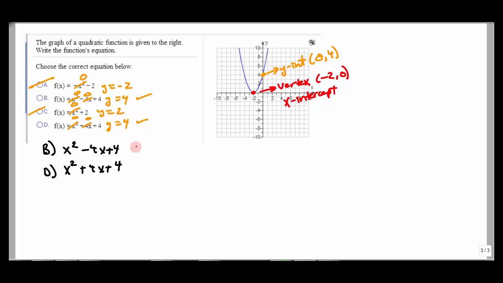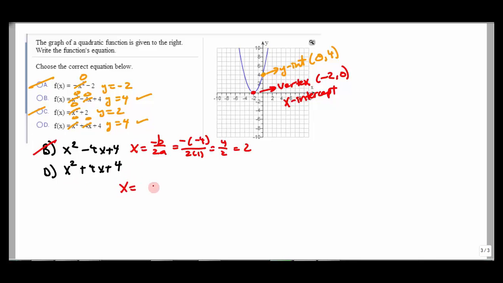Well, I'd have to do that with two of these. I think what I'd like to do is to use that x equals minus b over 2a here. So minus b would be minus a negative 4, all over 2 times 1, which is 4 over 2, which is 2. So this one has an x-intercept of a positive 2. That doesn't work, so cross that one out.